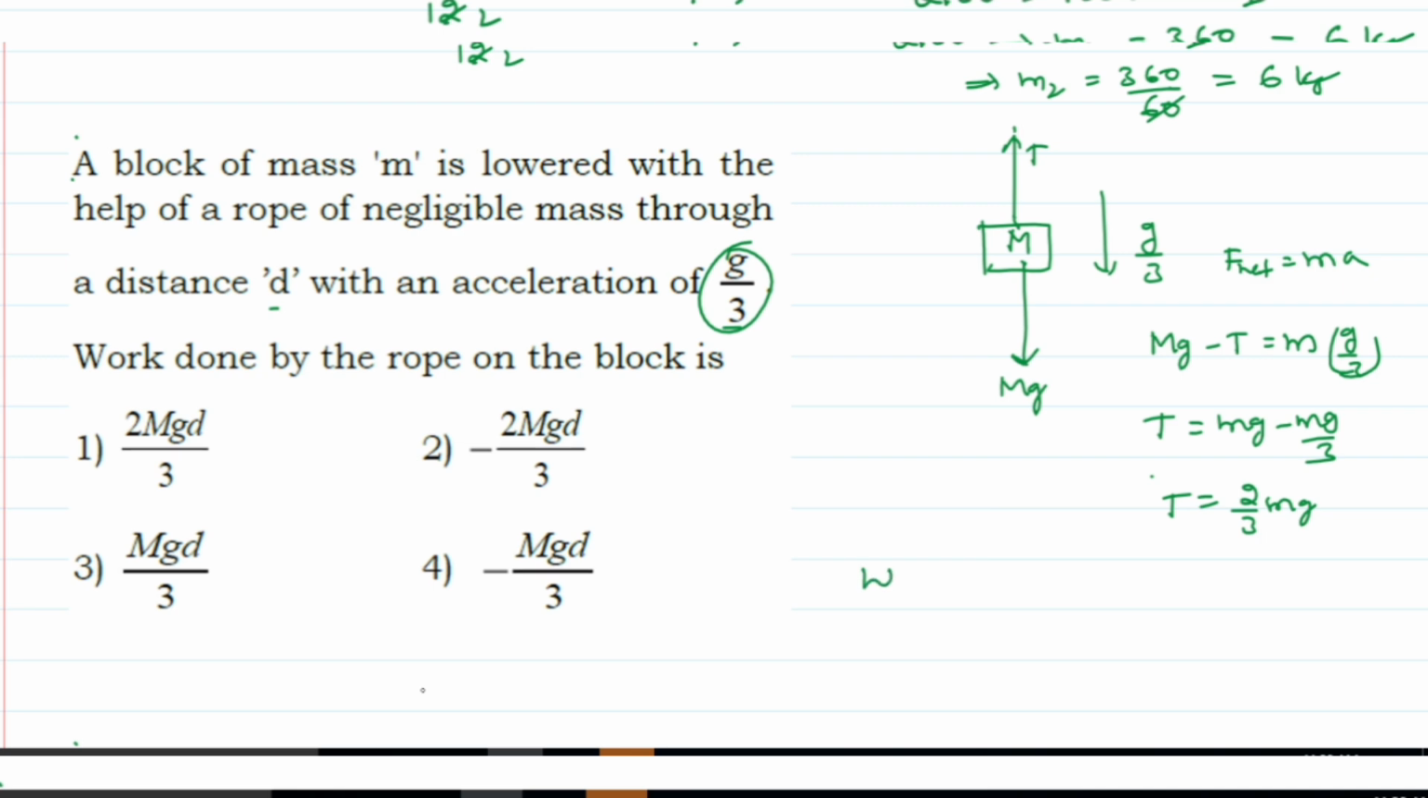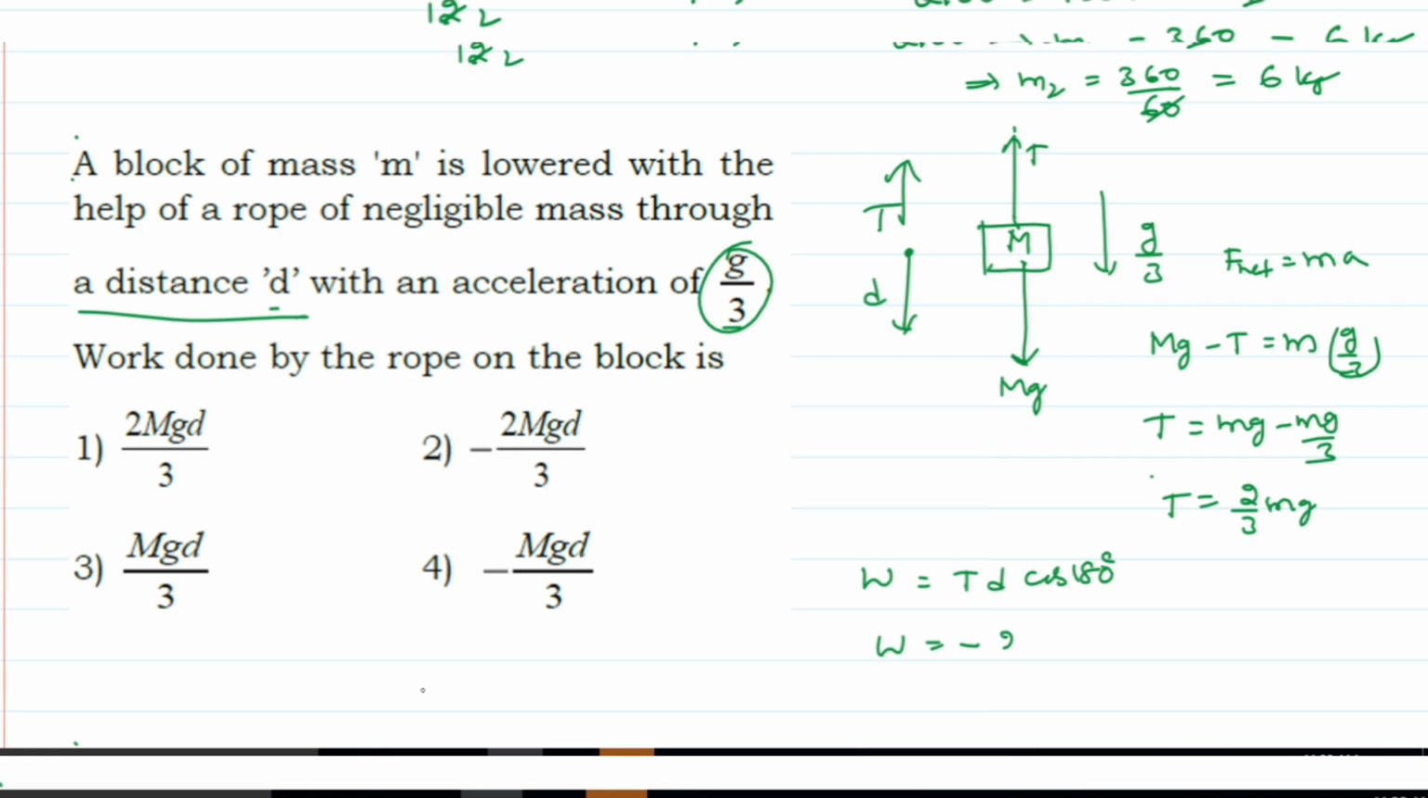Work done is nothing but tension force into displacement, a distance d that the body is going to move. The tension force acts upwards, and the displacement of the body acts downwards. So both make an angle of 180 degrees, so cos 180 is minus 1.